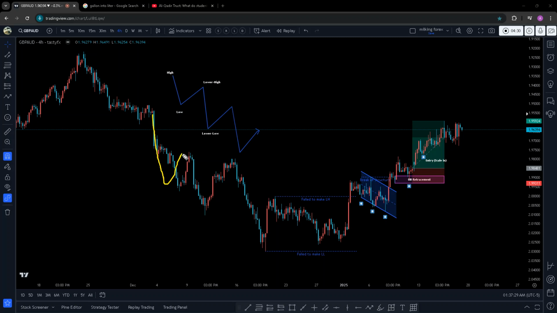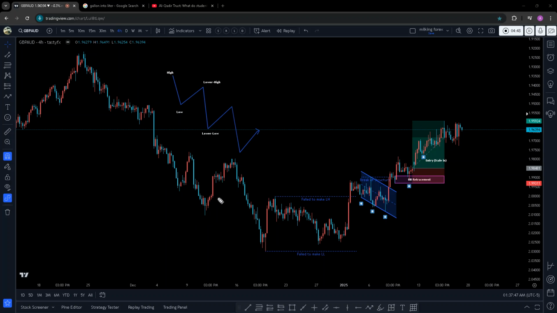you can see that the price is in a continuation of the downtrend, making lower lows and lower highs. So this is a high, this is a low, this is a lower high, and this is a lower low, and this is a lower high, and price moved on the downside. But now how do we spot a reversal so that we can take an uptrend move?